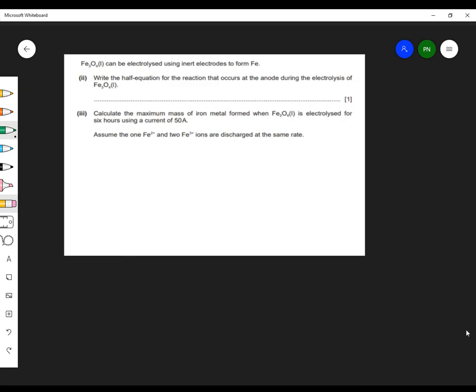Fe3O4 can be electrolyzed using inert electrodes to form Fe. Write the half equation for the reaction that occurs at the anode. Now, a lot of you misinterpreted this as well. The anode is the positive terminal.